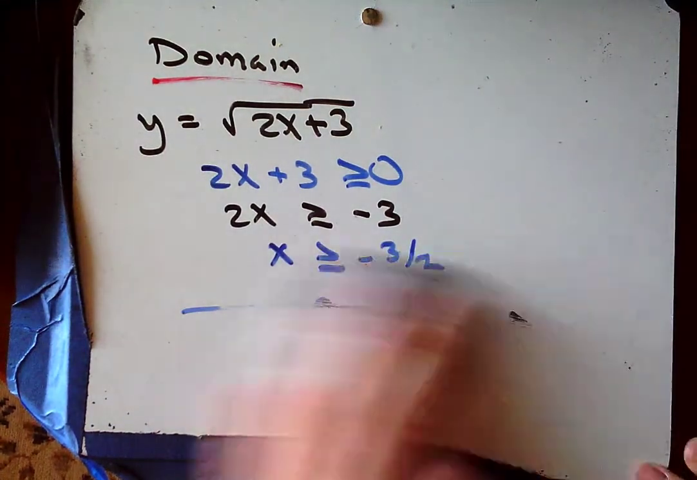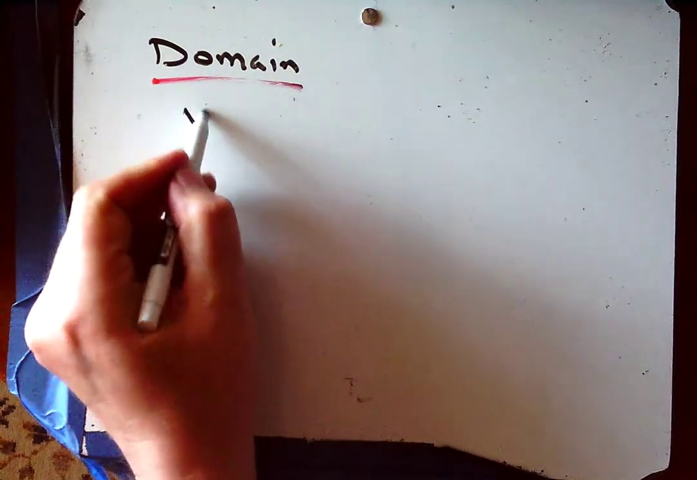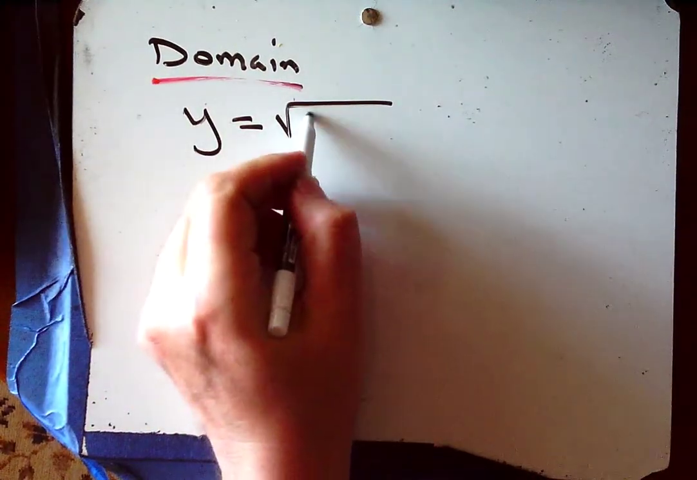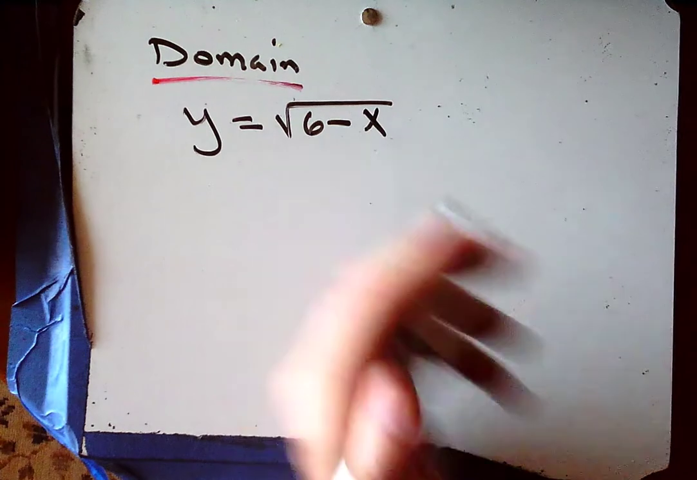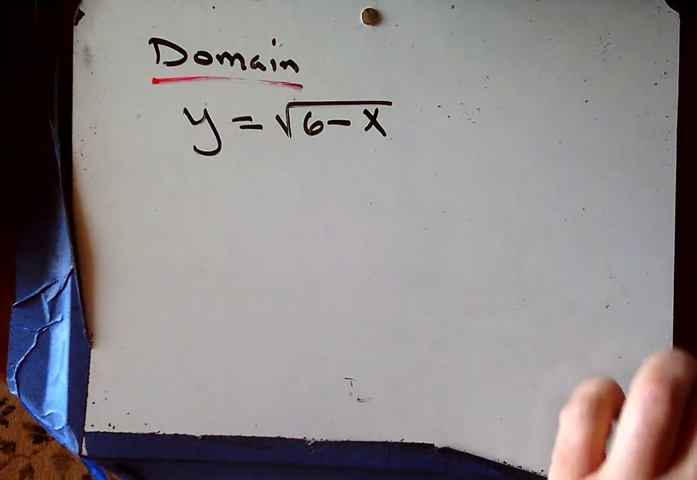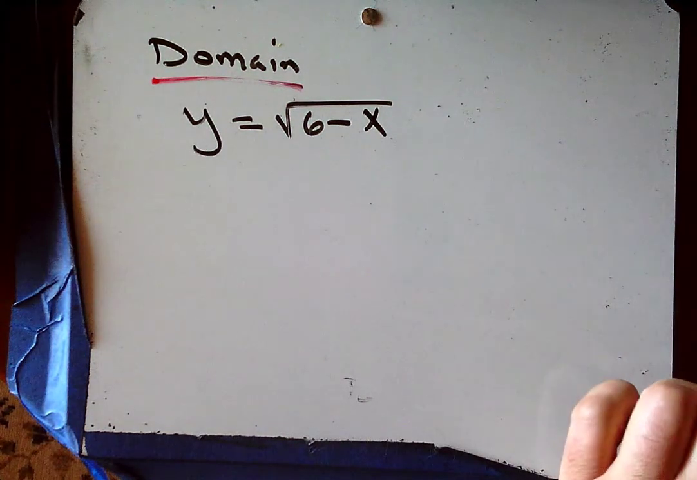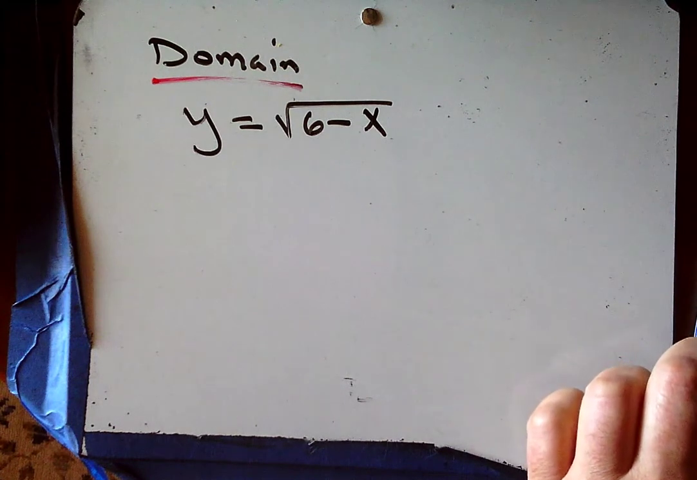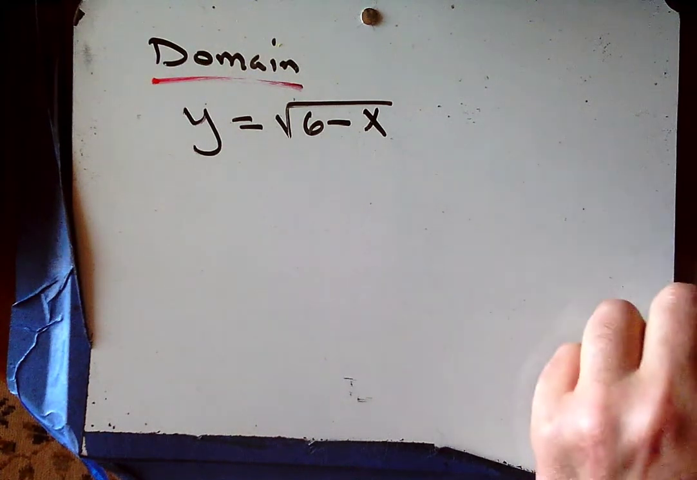Okay, how about this one? y equals square root of 6 minus x. Okay, take a moment to find that domain, write it in interval notation, and come back when you're done.